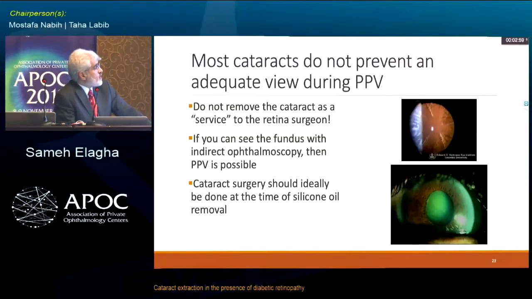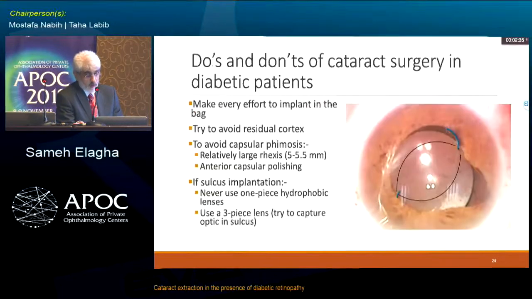And the rule is if you can see the fundus with indirect ophthalmoscopy then pars plana vitrectomy is possible. خصوصا لأن البايوم معتمد على فكرة الindirect ophthalmoscopy مش زي الكونتاكت lenses بتوع زمان. So if you can examine the patient with the indirect ophthalmoscope then you can do the surgery with the BIOM. And cataract surgery should be ideally done at the time of silicone oil removal. Some of the do's and don'ts of cataract surgery in diabetic patients.